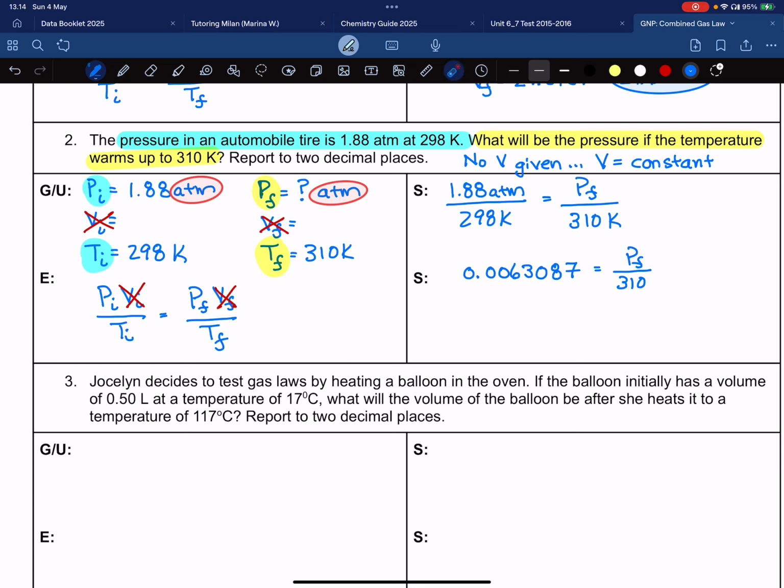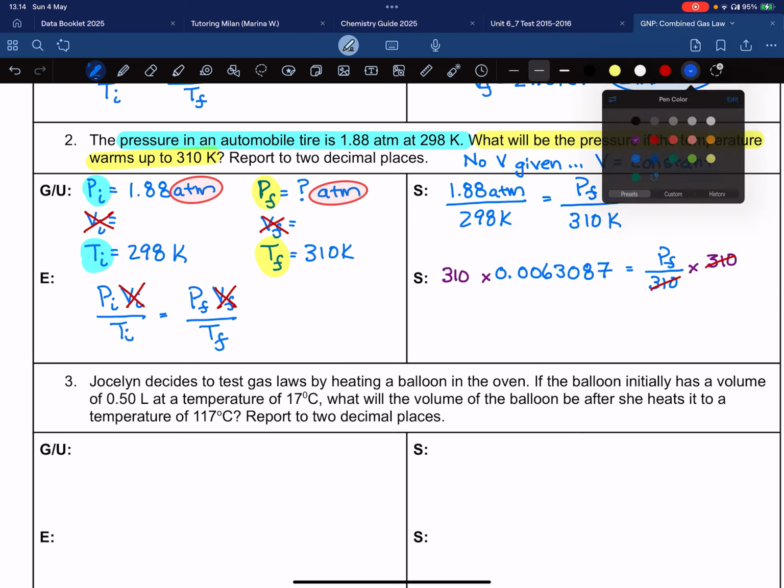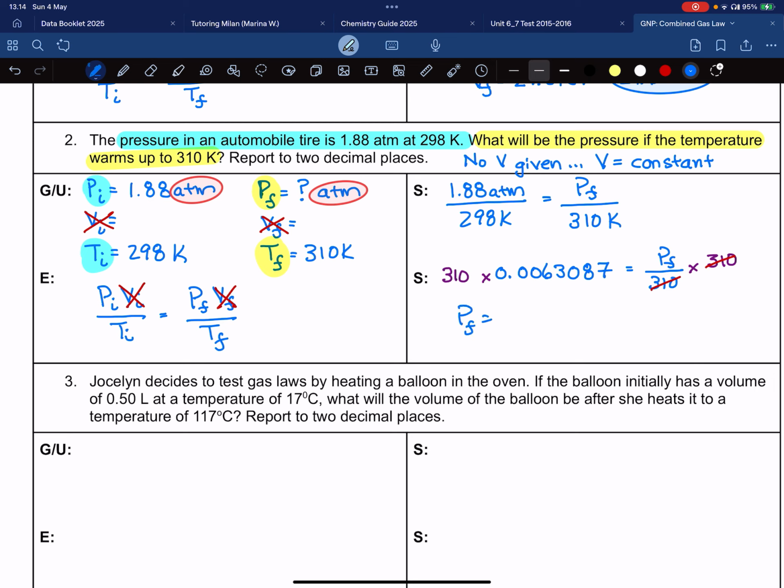Now, algebra tells us that in order to get rid of this, I have to multiply both sides by the same number, which is 310. So I'm going to do that now and drag this a little over to give myself some space. I'm going to multiply this side by 310. That's going to make those cancel out. Then I'm going to multiply this by 310. And when I do, I'm going to get 310 times 0.0063087.